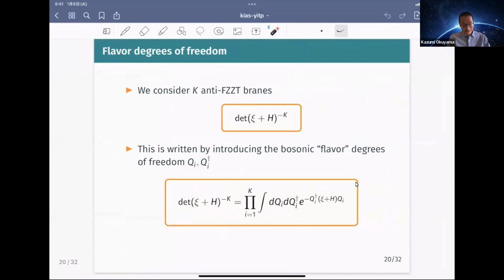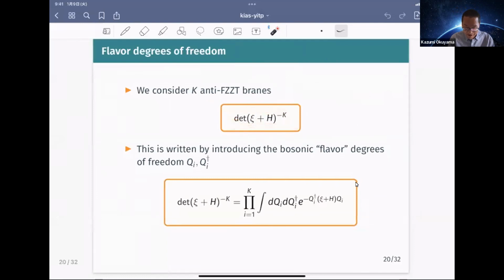Okay, so we consider multiple anti-FZZT branes, say K of them, and put the Kth power of the inverse determinant into the matrix integral. This object can be written by introducing flavor degrees of freedom, like this, P and Q dagger. This is just the usual expression of the inverse determinant using the Gaussian integral with bosonic flavor degrees of freedom.